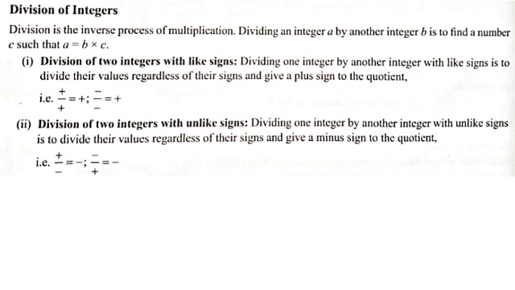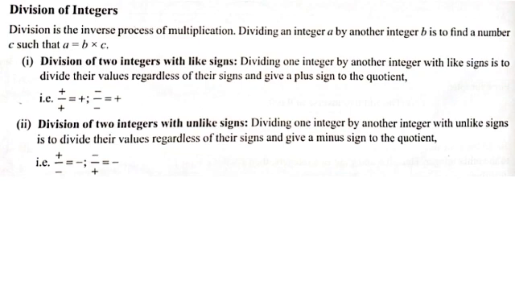Division of integers. Division is the inverse process of multiplication. Dividing an integer a by another integer b is to find the number c such that a is equal to b into c. The division of two integers with like signs: dividing one integer by another integer with like signs is to divide their values regardless of their signs and give a plus sign to the quotient. That is, plus by plus is equal to plus, minus by minus is equal to plus. So here also it is the same: like signs give positive, unlike signs give negative.